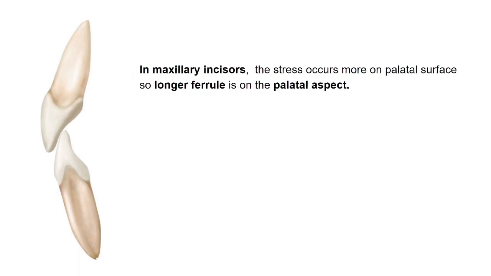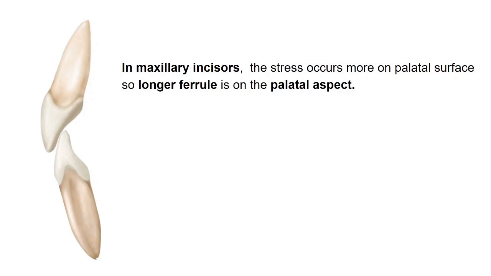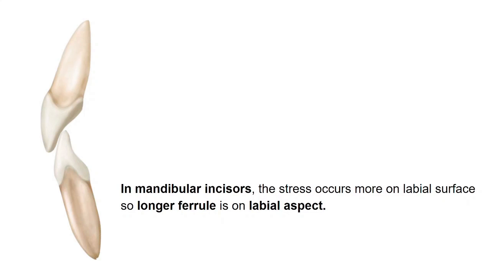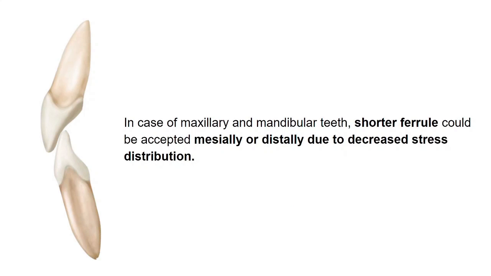So in case of the maxillary and mandibular incisors, the stress occurs more on the palatal surface, so longer ferrule shall be made on the palatal aspect of the maxillary incisors. Whereas in mandibular incisors, the stress occurs more on the labial surface, so longer ferrule is placed on the labial aspect of the mandibular incisors. And in case of maxillary and mandibular teeth, shorter ferrule could be accepted mesially or distally due to decreased stress distribution. So this is how we place the ferrule on the tooth.